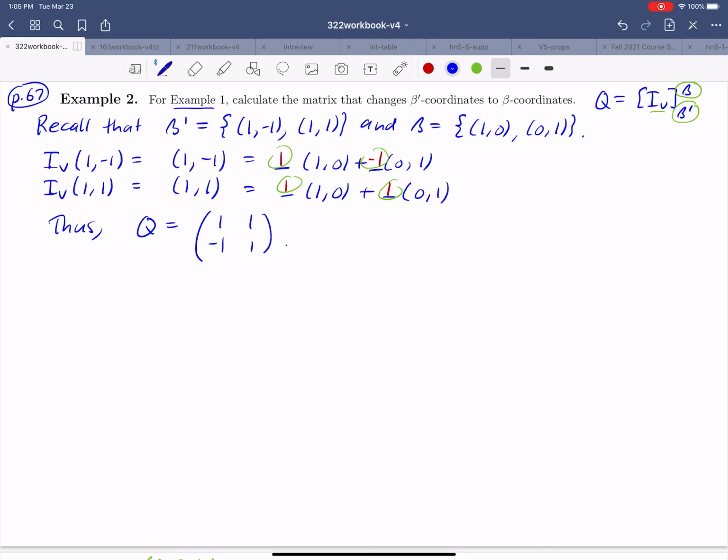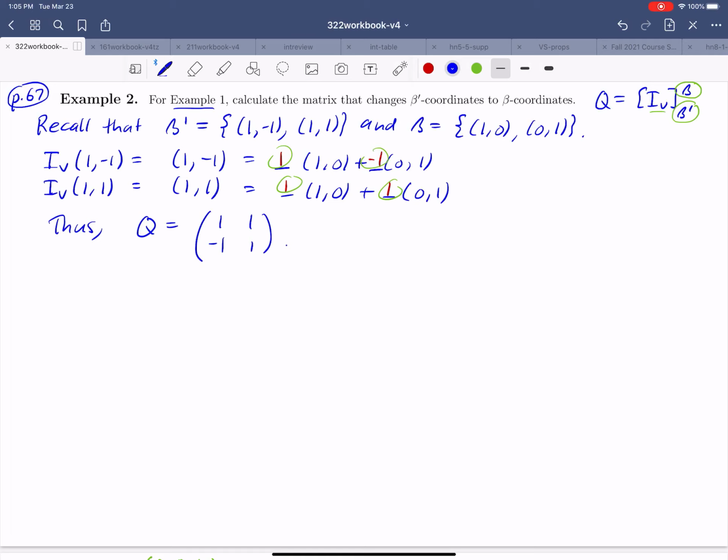Actually, we have completed the problem as it's asked. They just wanted us to calculate that change of coordinate matrix. I would like to make a couple of comments here, though. First of all, we could ask the question, is there a way that we could shorten this process that we just went through?